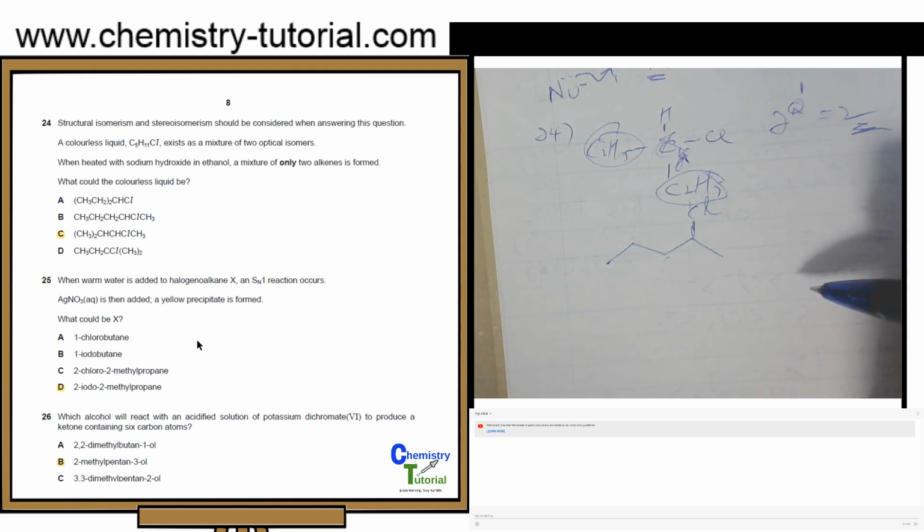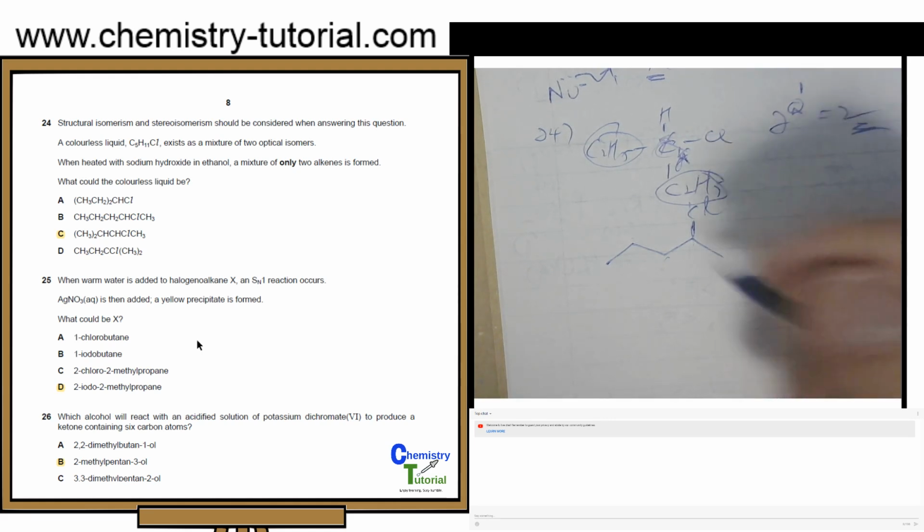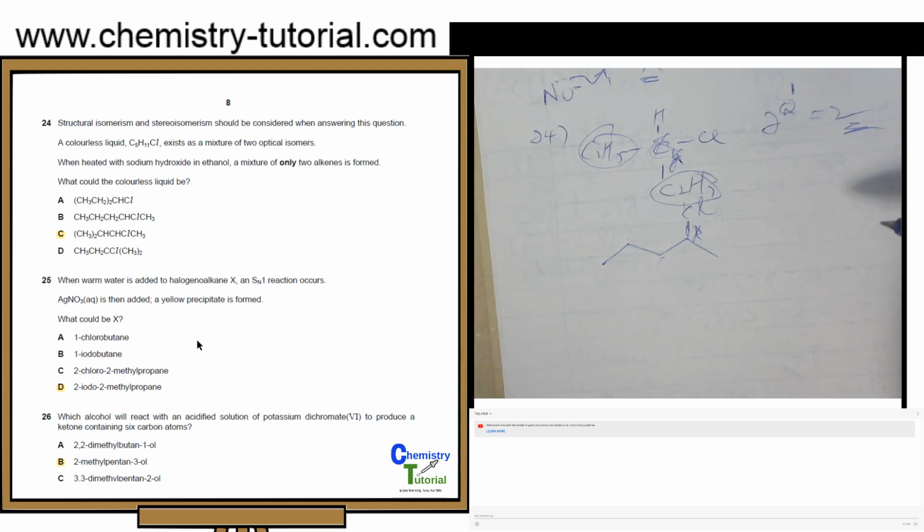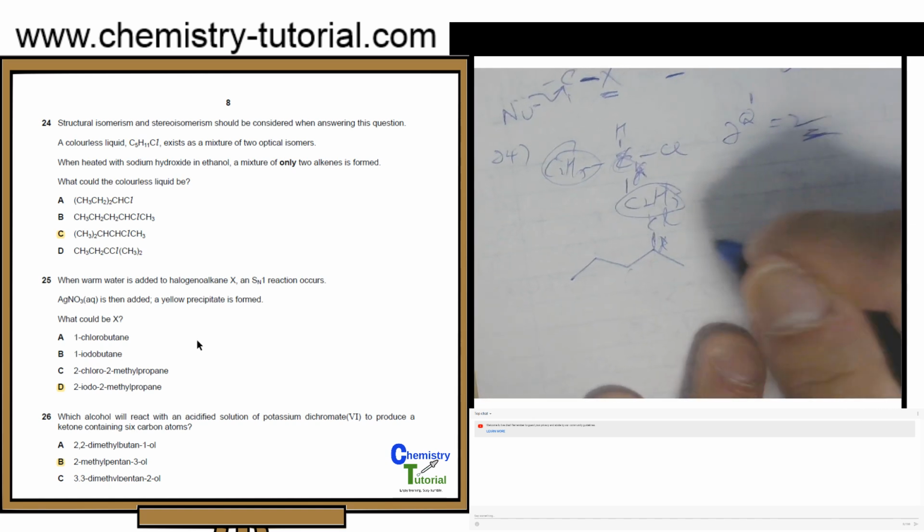Now, does it have a chiral carbon? Yes, it does. There's a chiral carbon. So that means it fulfills the first criterion that it exists as a mixture of two optical isomers. However, if you try to perform elimination, do we get only two alkenes? Well, let's try.